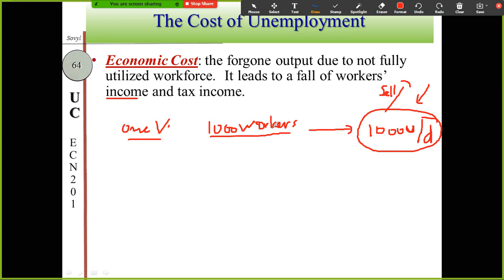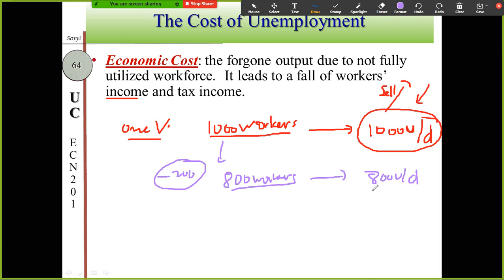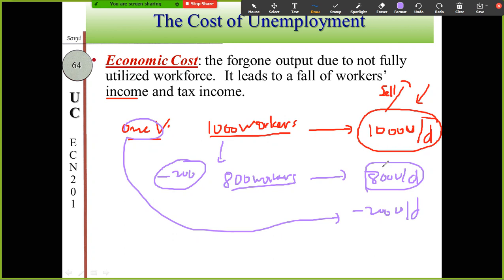However, because this village has a problem, right now only 800 workers are employed. 200 have become unemployed. So 800 workers only produce 800 units per day. That's why this village will lose 200 units per day. If you take 800 units to sell to the other village, the income will be less than before. Normally, if you sell 1,000 units, you get one income. If you sell only 800 units, your income will be less than selling 1,000 units.